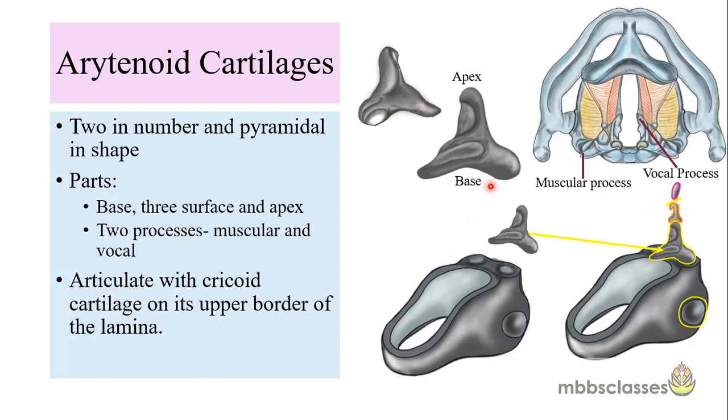And if you see the base of the arytenoid, it is concave in shape. So this is concave and this surface articulates with the upper border of the lamina of the cricoid cartilage. We can see in this image, this is the arytenoid, this is the cricoid. On the upper border of the lamina of the cricoid cartilage, the base of the arytenoid articulates with it.